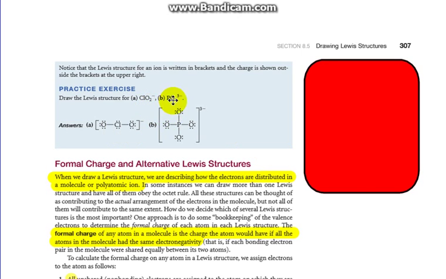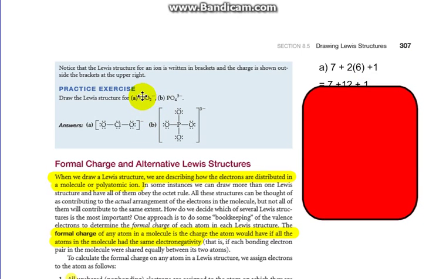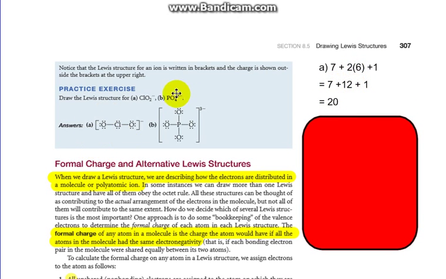ClO2 negative, PO4 3 negative. So chlorine is a group 7, oxygen's a group 6. So we have the chlorine, which is one of the 7s, and 2 oxygens, 2 times 6. Negative means it gained 1, so add that extra electron on. So 2 times 6 is 12, so add that all up. We get 20 electrons to place around here.